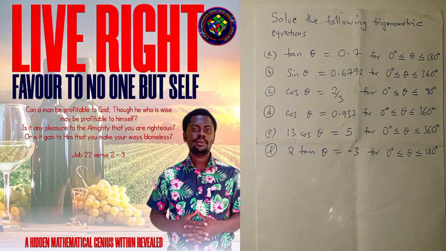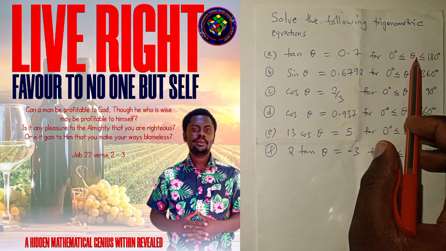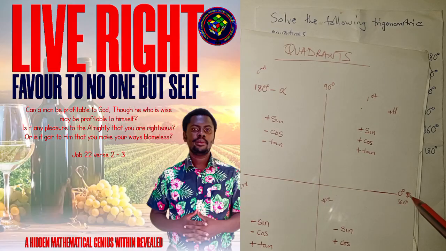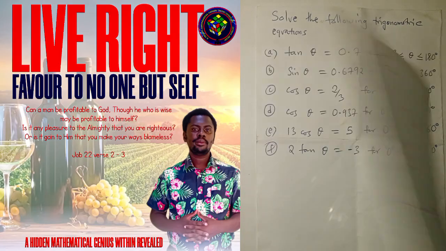Okay, so let us answer the following questions. We have tan theta is equal to 0.7 for 0 degrees less or equal to theta less or equal to 180 degrees. So this is from 0 degrees to 180. If we say from 0 degrees to 180, it means we're only considering two quadrants. That is first quadrant and second quadrant.